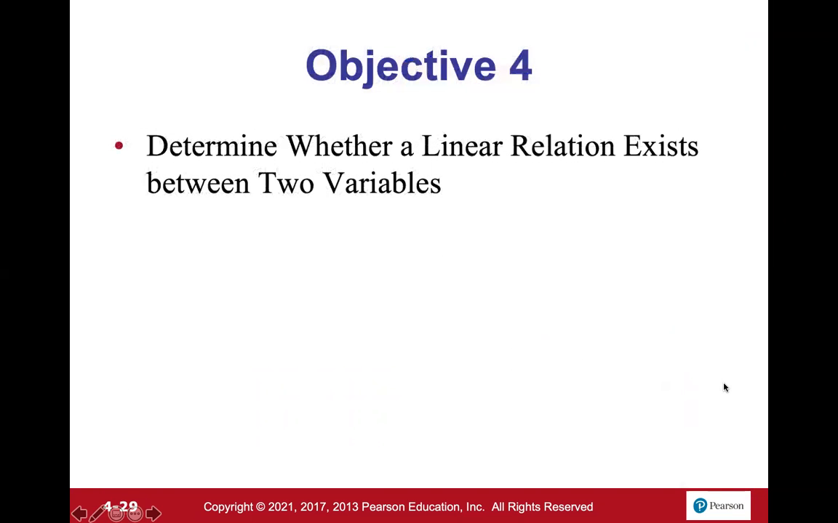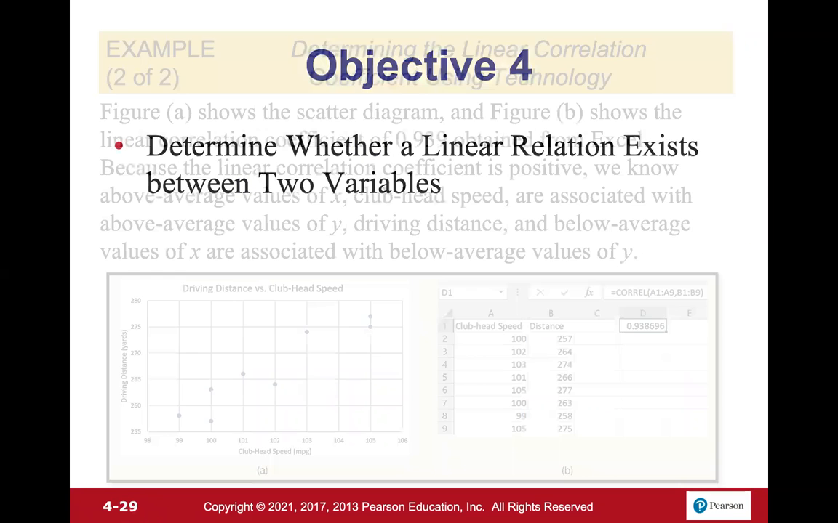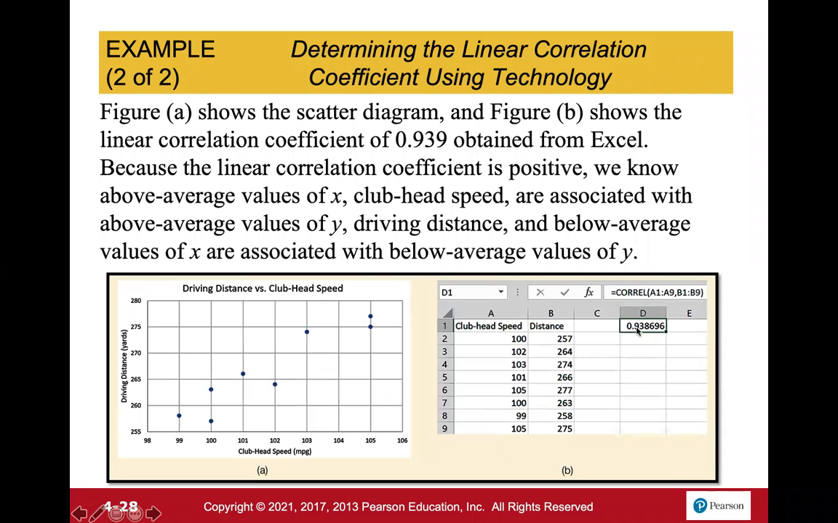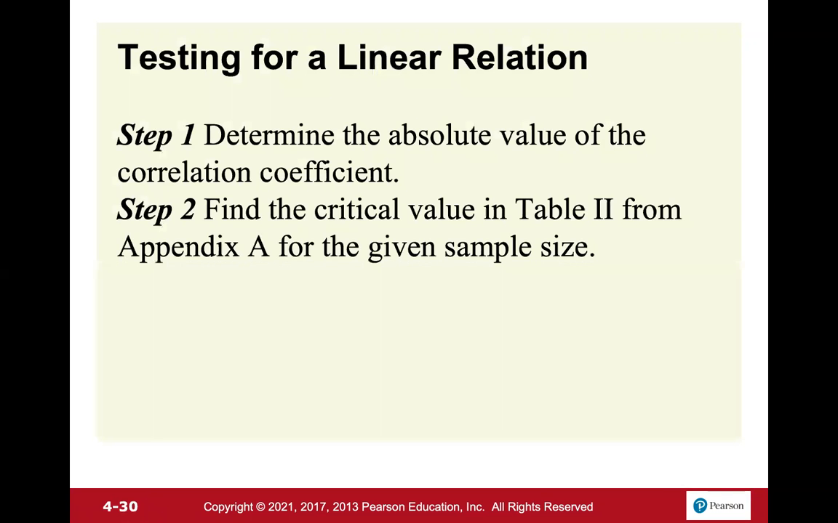All right, so determine whether a linear relation exists between two variables. Basically what that's asking is, is this number actually significant, or is it not as significant as we think? So step one, determine the absolute value of the correlation coefficient. And remember, absolute value is just the distance away from zero. So it's a positive number, whether the correlation coefficient is negative or positive, just measuring the distance from zero.